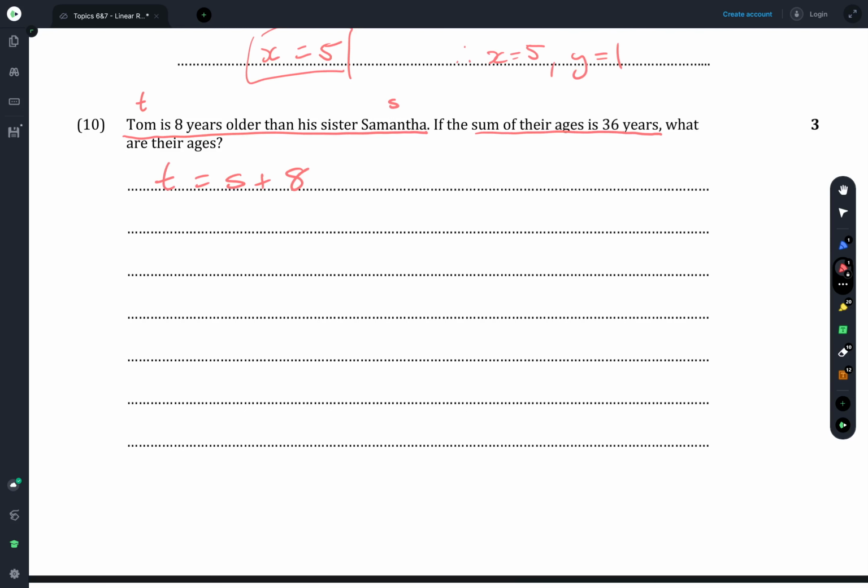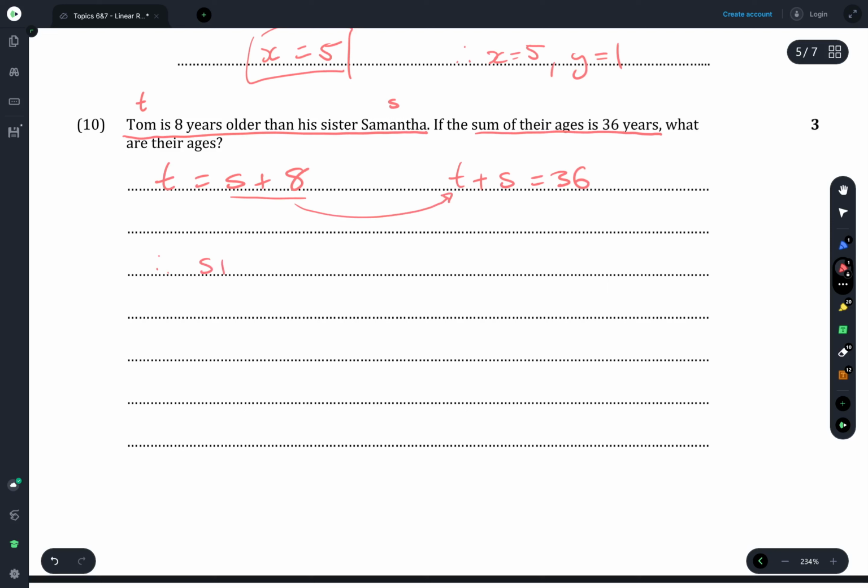And the other thing that we're told is the sum of their ages is 36. So T plus S equals 36. Now we've created two equations that we can solve simultaneously. And so we will substitute. We're going to use the substitution method because we see that T is by itself here. So therefore, we will take that S plus 8 and sub it in for T.